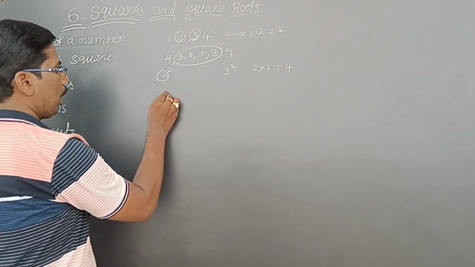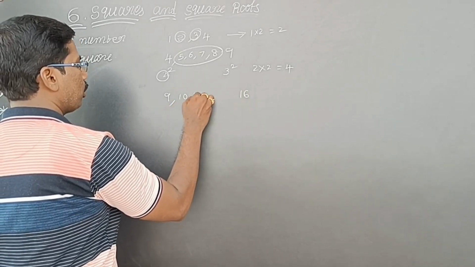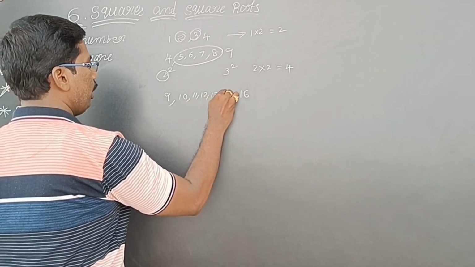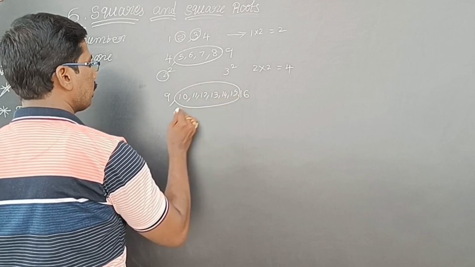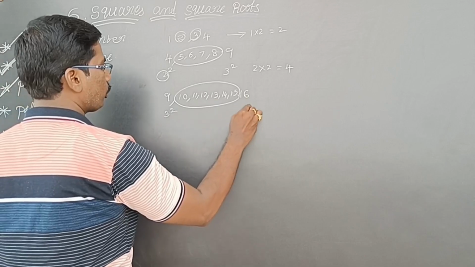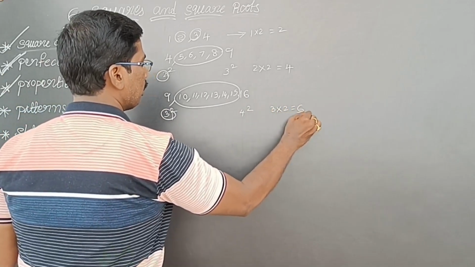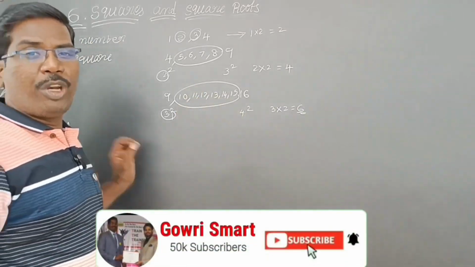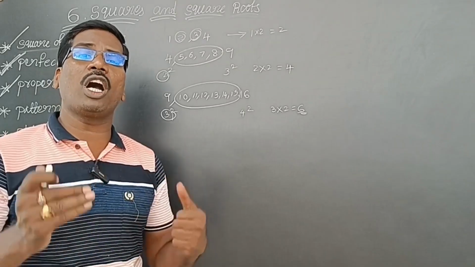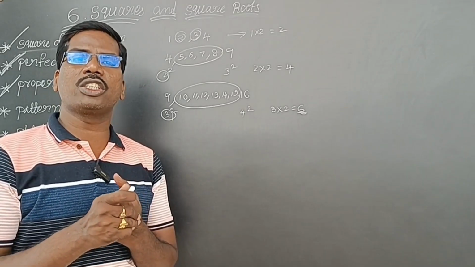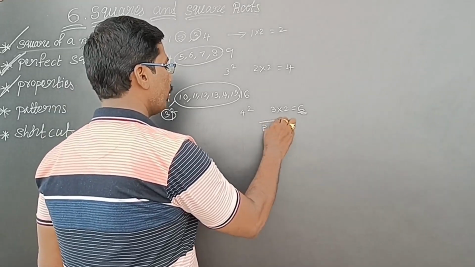Now let us see here, 9 and 16. 10, 11, 12, 13, 14 and 15. How many numbers are there? So 1, 2, 3, 4, 5, 6. This is 3 square, this is 4 square. Means this 3 into 2 is equal to 6. 6 numbers are there. Means the number of natural numbers between any two consecutive square numbers is 2n. What's the formula? 2n. This is a very important property.